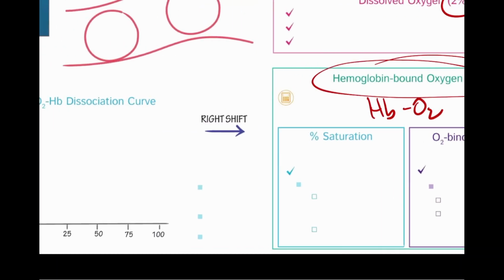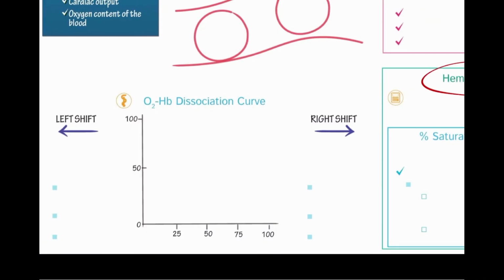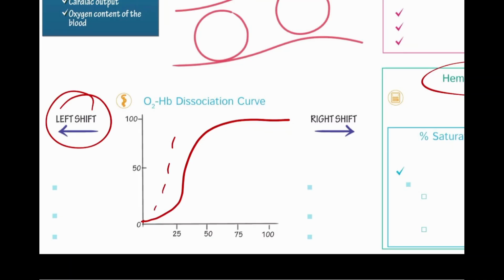And then this is just a summary of our hemoglobin dissociation curve. You can fill in what is going to shift this to the right and what's going to shift it to the left. So you guys can use this as a review to study later on the different ways we can bind to this.